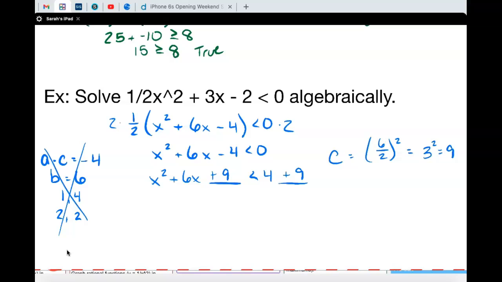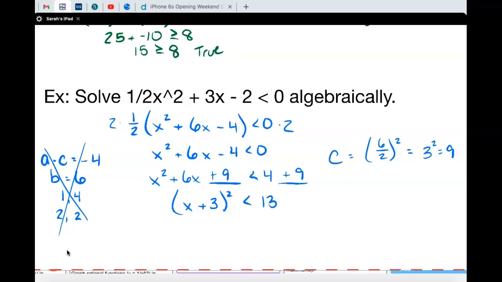Okay, so now, I thought we were done with quadratics. Could you do x plus 3 squared is less than or equal to 13? Right. So the left side we factored to be x plus 3 squared, and combine 4 and 9 to get 13.